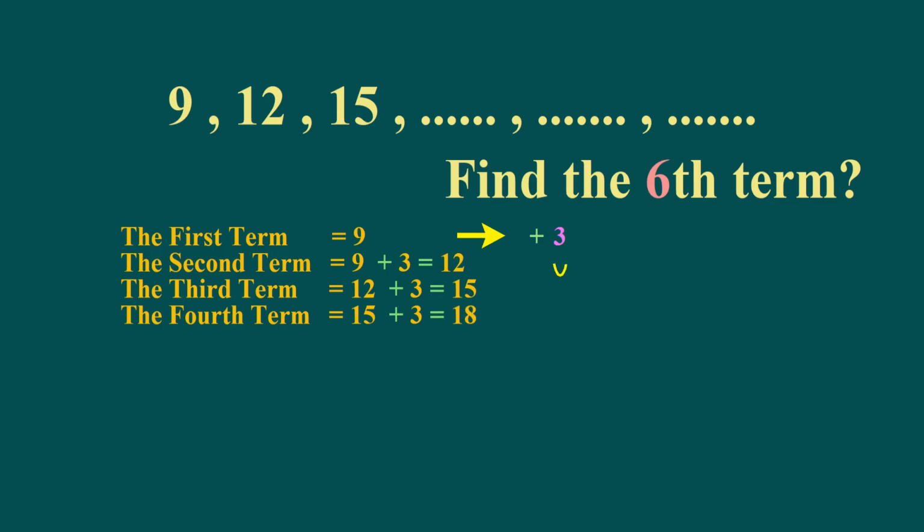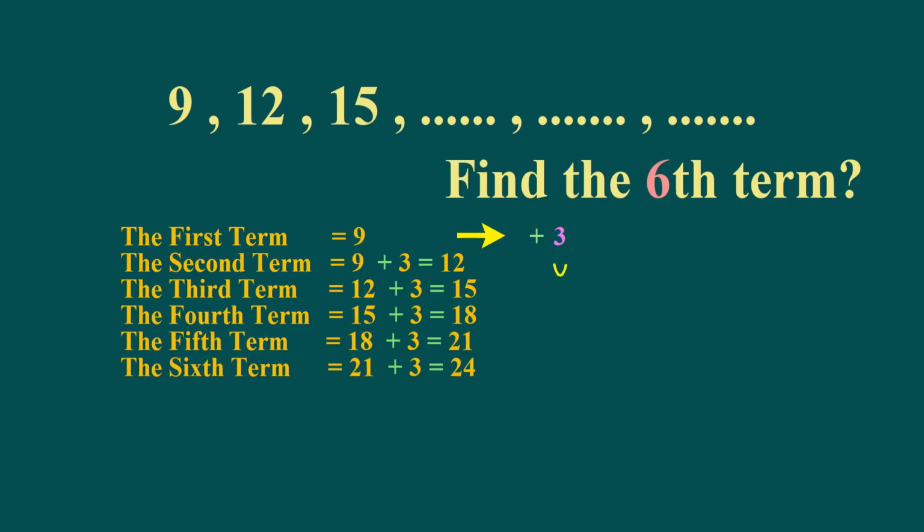And the fifth term is equal to 18 plus 3, which equals 21. By the same method, we can get the sixth term, which is equal to 21 plus 3, which equals 24. And the seventh term is equal to 24 plus 3, which equals 27. And in our problem, the required term is the sixth term, which equals 24. And this was the manual method solution for this problem.